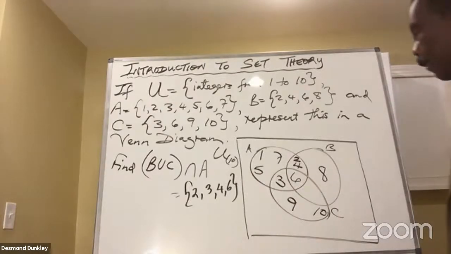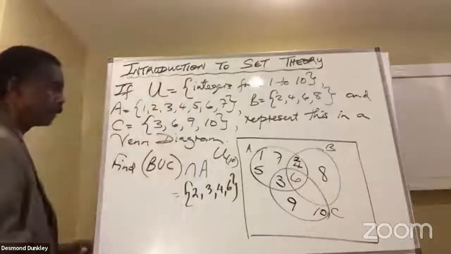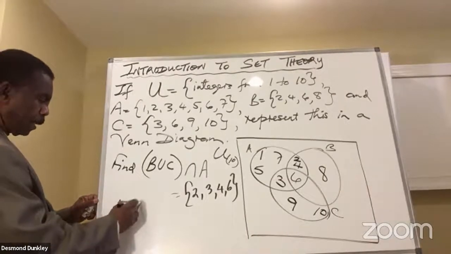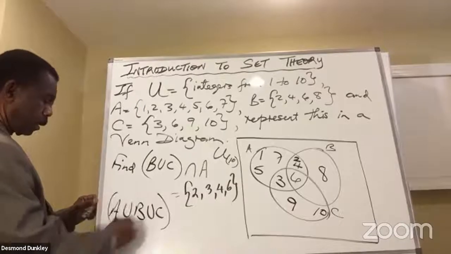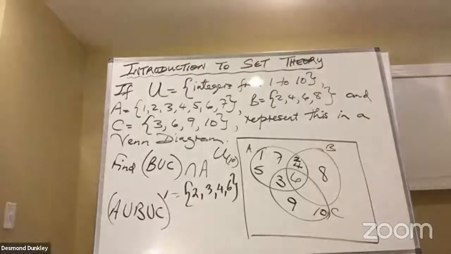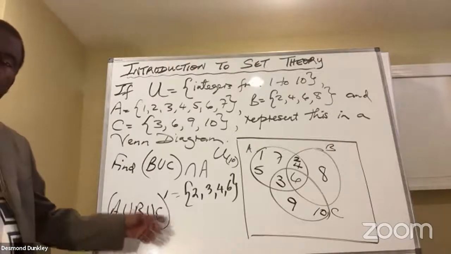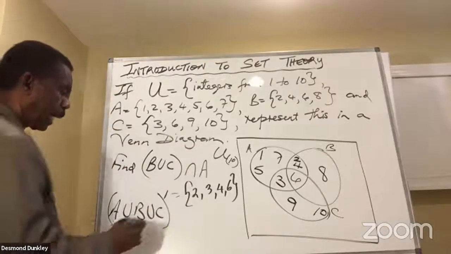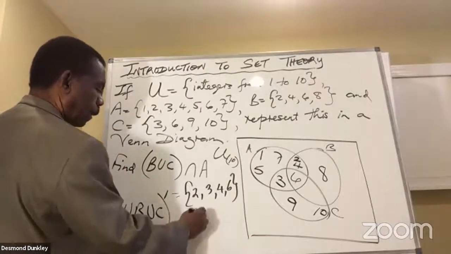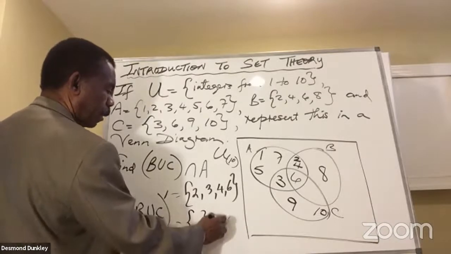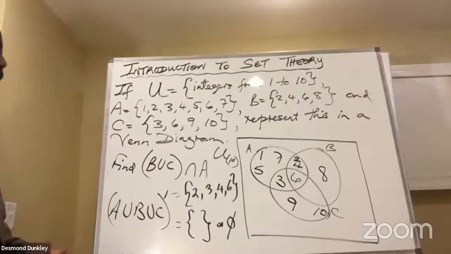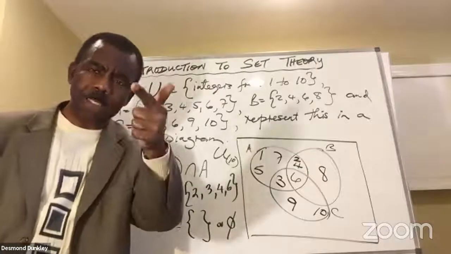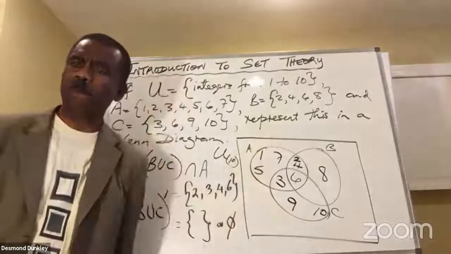Okay? And another one, if I ask you for A union B union C complement. So A union B union C complement, what is neither in A, B, or C? The answer would be the empty set or the null set, because everything that is here is found in either A, B, C, or a combination thereof.